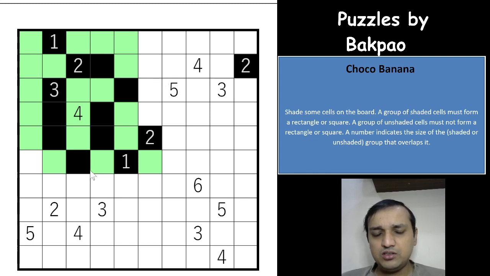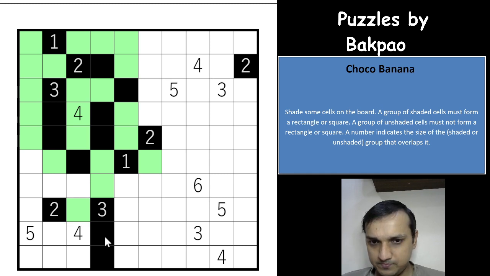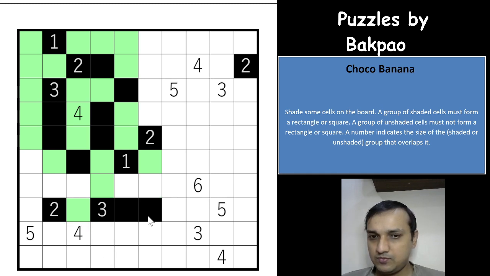Now if you see here, this is an unshaded cell, it has to come out, right, because it cannot form a square or a rectangle. Same way, this cannot be an unshaded cell now, because then you will form a square or a rectangle in the unshaded group. So this would have to be shaded. This is also shaded, this is unshaded. You will have cells in between that are unshaded. Now 3 can either form this way or this way, right?